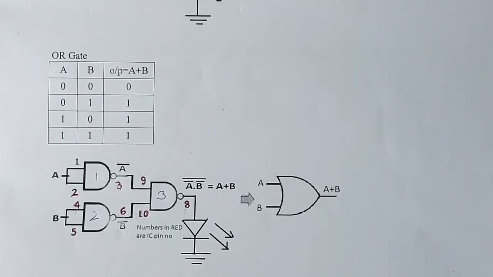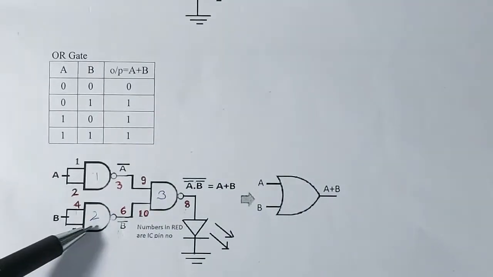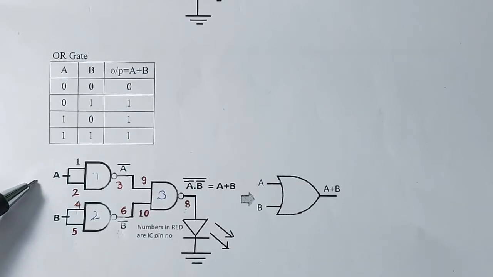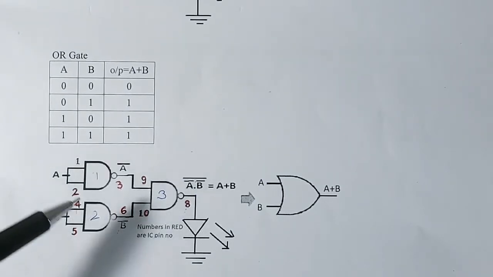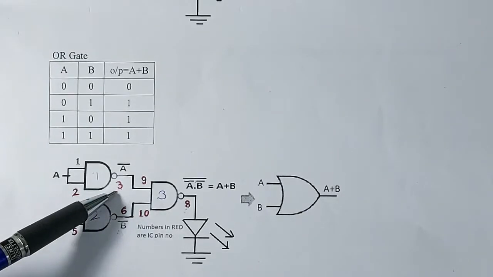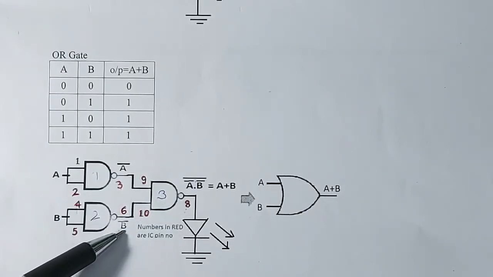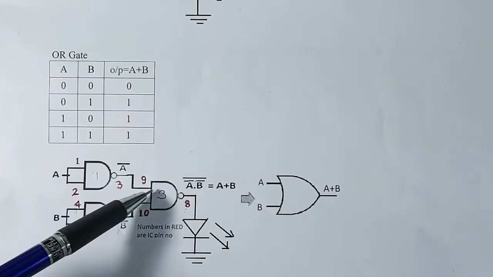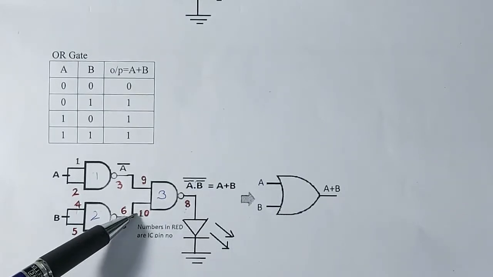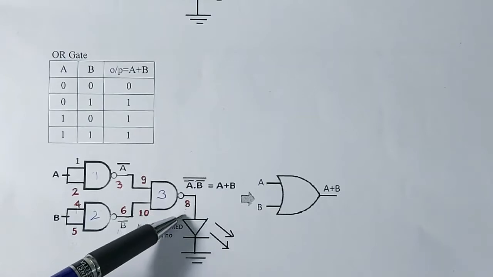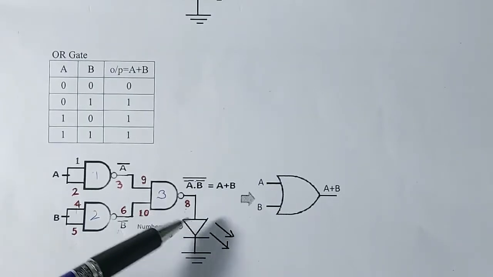Now to build an OR gate using NAND gates, we use 3 NAND gates: 1, 2 and 3. Pin number 1 and pin number 2 are joined together and the input is A. Pin number 4 and pin number 5 are joined together, the input is B. Pin 3 is the output of the first gate, and pin 6 is the output of the second NAND gate. Both are given to pin number 9 and pin number 10 of the third NAND gate. The output of the third gate is pin 8, which is given to the anode of the LED.